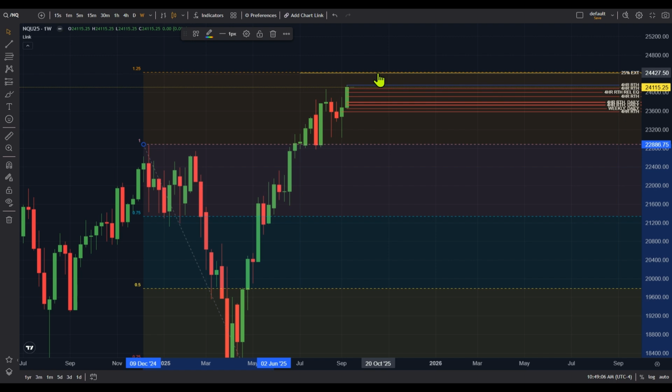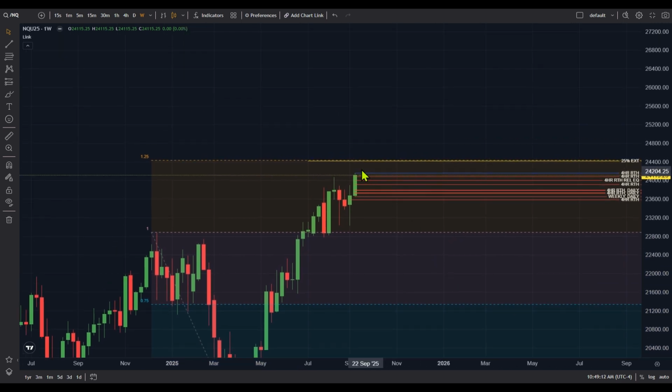I don't know where it is, but I think this line is actually on 24,019. Every time I draw it, it's just a little bit more, but that'll give us an idea. The 25% extension of the range should be 24,427. Now, if you look at Friday's price action, we can even go down. Oh, yeah, we'll do a daily.